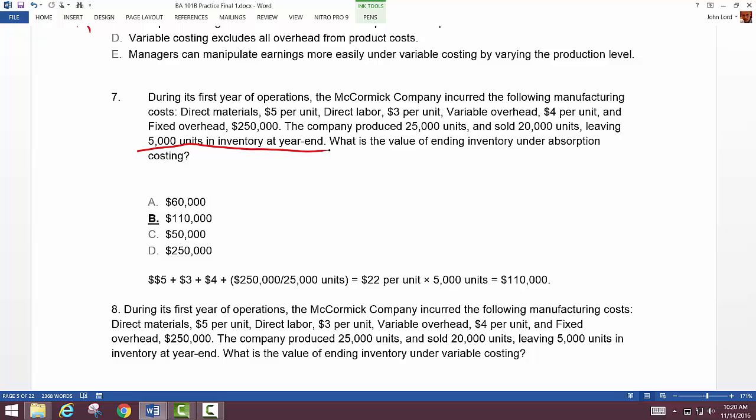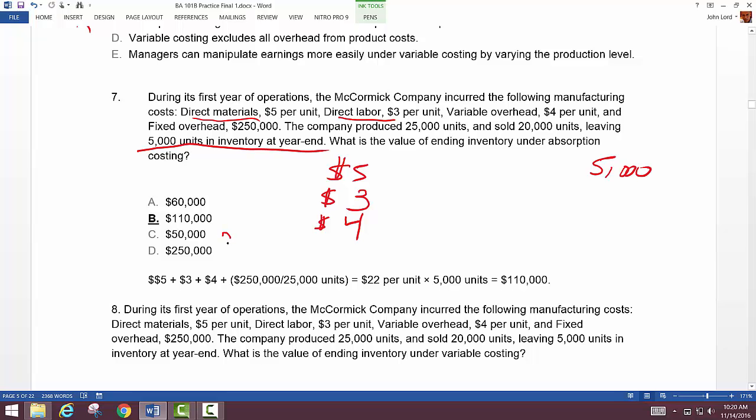So we know we have what? Those 5,000 units, right? And all we have to do is put a dollar amount on those 5,000 units. So should we pick up the direct material? Got to pick that up. Good. That's $5. How about the labor? Got to pick that up. That's $3 there. How about the variable overhead? Got to pick that up. That's $4, right? How about the fixed overhead?